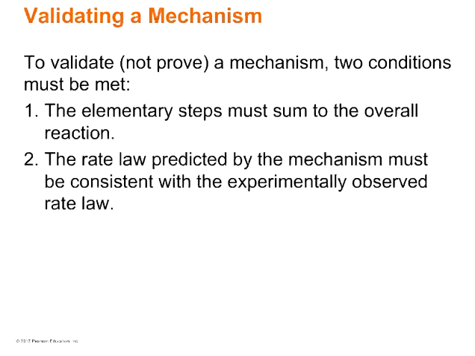Now, sometimes we need to validate a mechanism. And in order to validate a mechanism, two conditions must be met. So first, the elementary steps must sum to the overall reaction. So for instance, in the last example we just did, that was true. The elementary steps did sum to the overall reaction. But additionally, the rate law predicted by the mechanism must be consistent with the experimentally observed rate law. So again, the rate law that we would predict has to match the experimentally observed rate law.